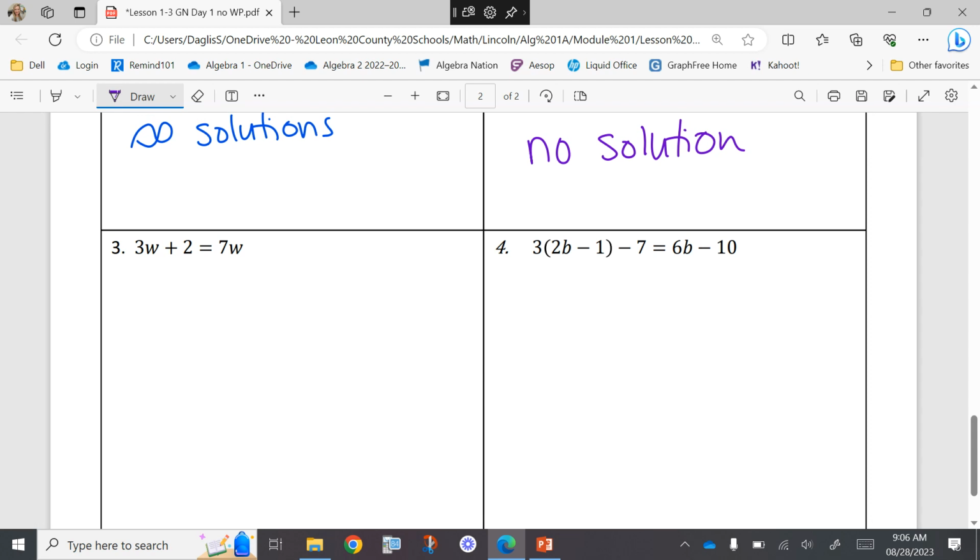Can I let you try number 3? Yes, come on, you can do it. 3w plus 2 equals 7w. I want you to try. It could have one solution, it could have no solution, or it could have all the solutions. Okay, you try number 3. I want you to try this one.